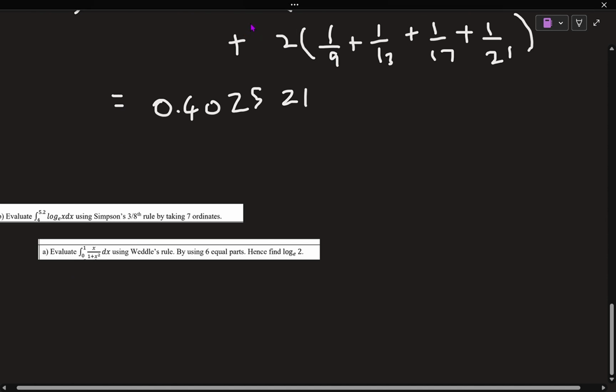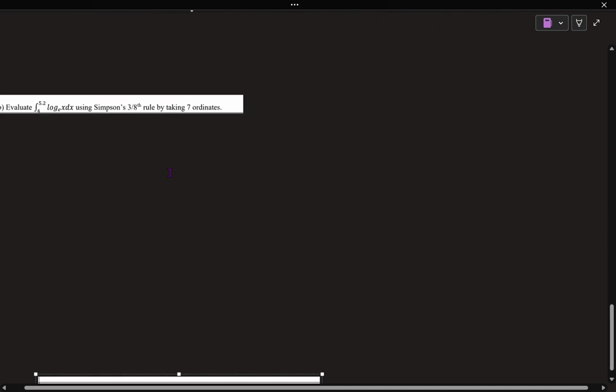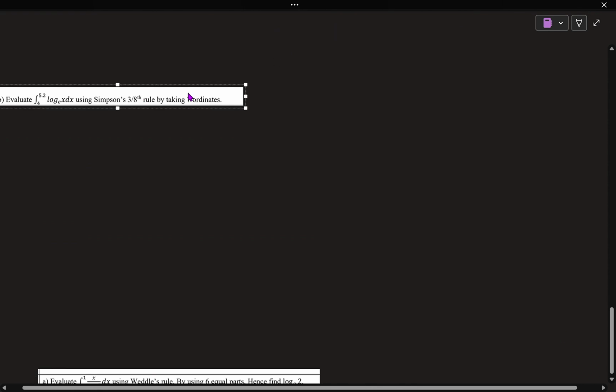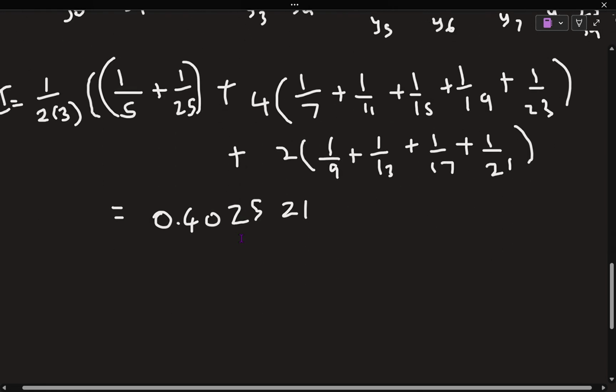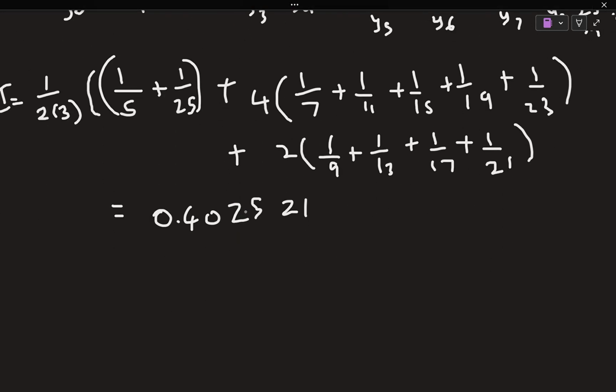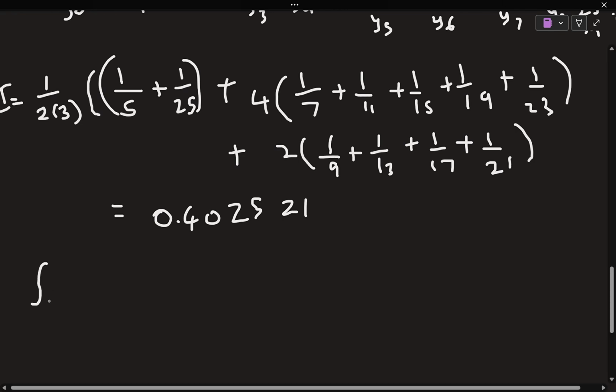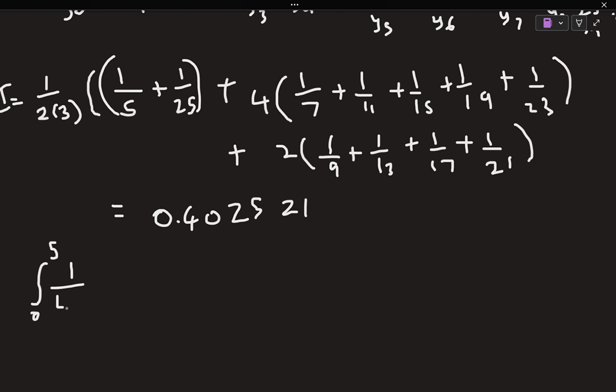Now what I do is, just a minute, make some space, completely forgot about this. Yeah, so I have I value as 0.402521. Now what was my integral? It was 0 to 5, 1 by 4x plus 5 dx.